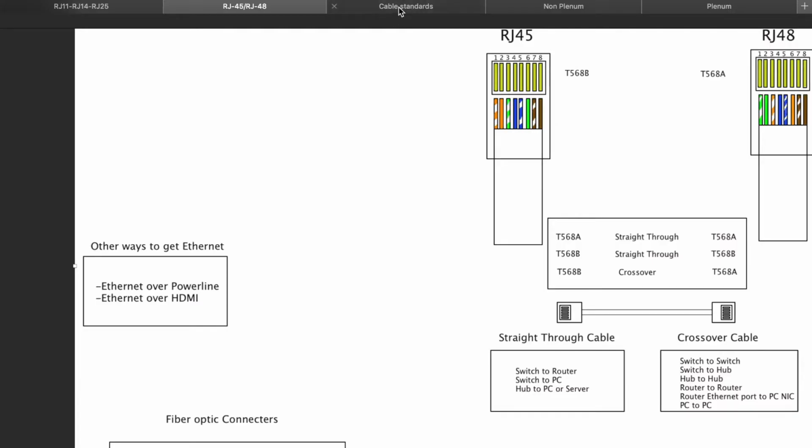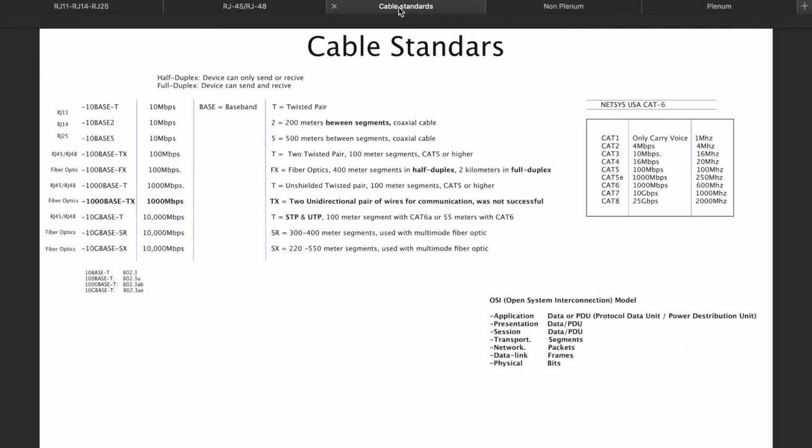Now let's talk about cable standards. When looking at these cable standards, both of these sections right here are in the physical layer of the OSI model. So you have application, presentation, session, transport, network, data link, physical. These are both in the physical layer of the OSI model.